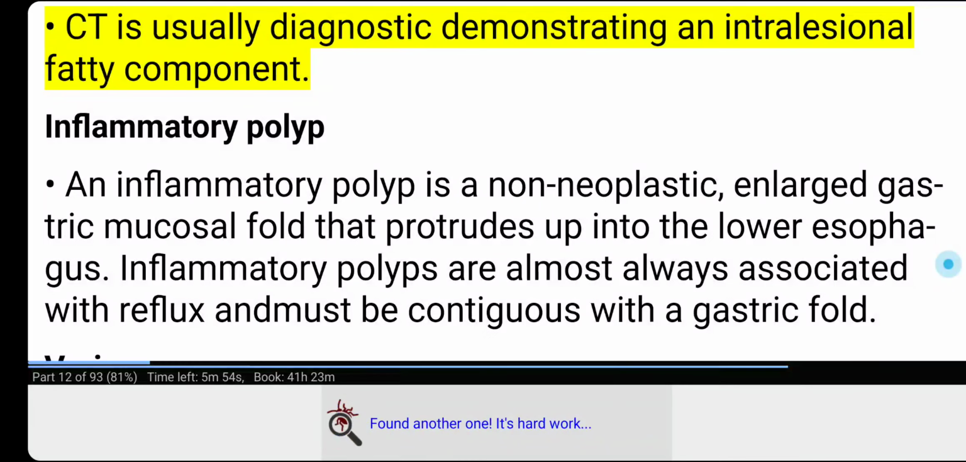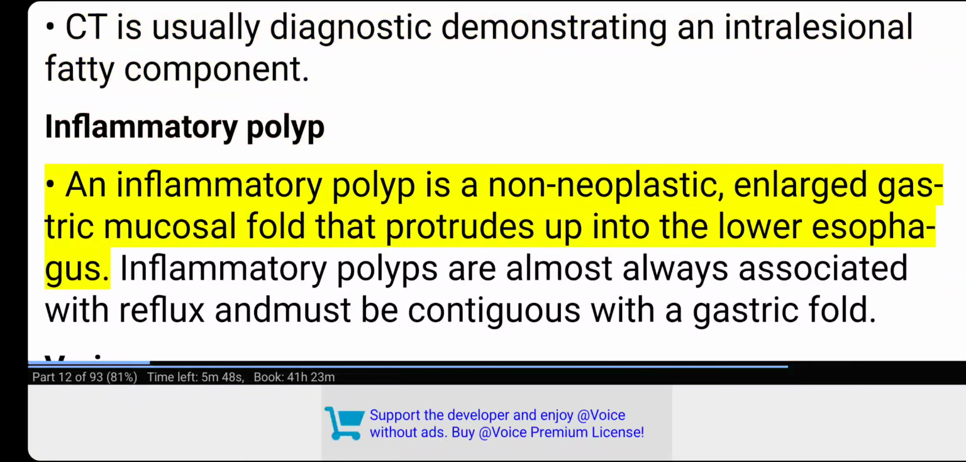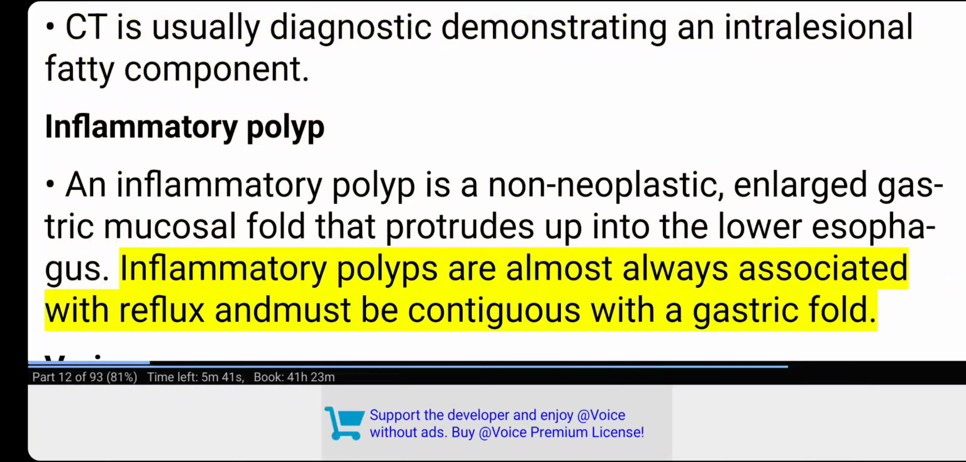CT is usually diagnostic, demonstrating an intralesional fatty component. Inflammatory polyp. An inflammatory polyp is a non-neoplastic, enlarged gastric mucosal fold that protrudes up into the lower esophagus. Inflammatory polyps are almost always associated with reflux and must be contiguous with a gastric fold.